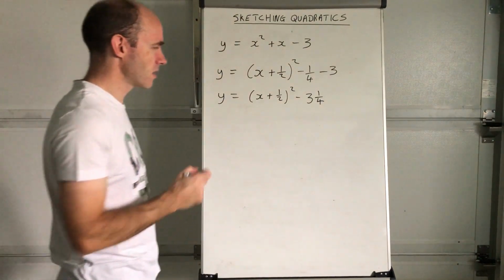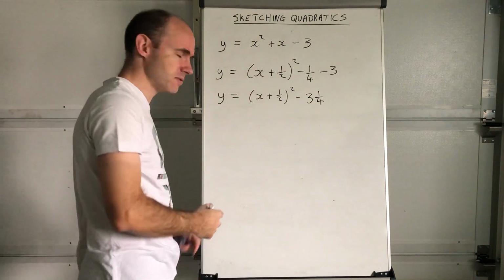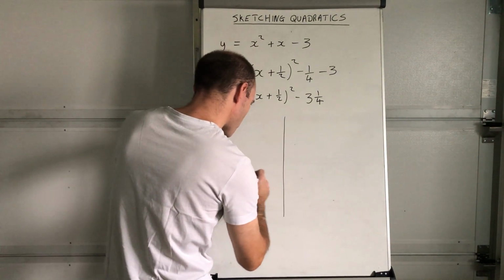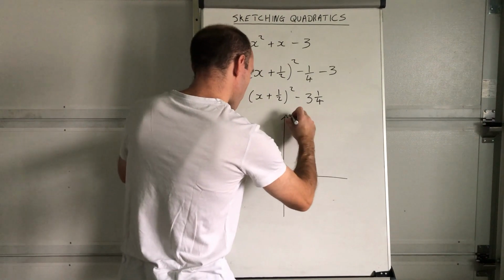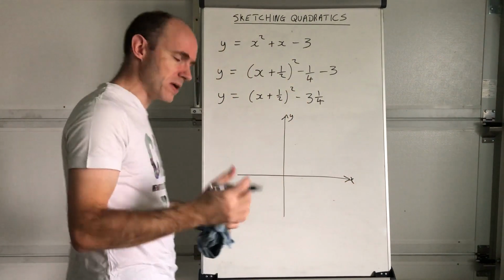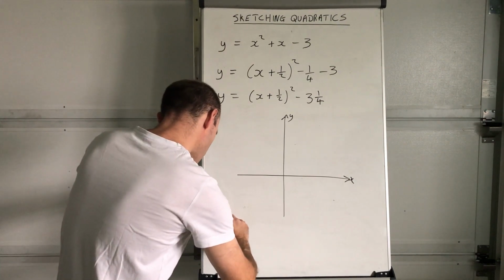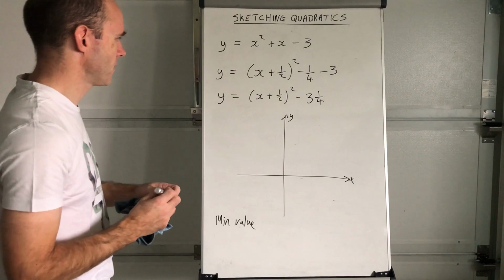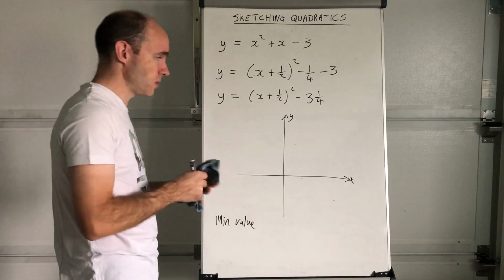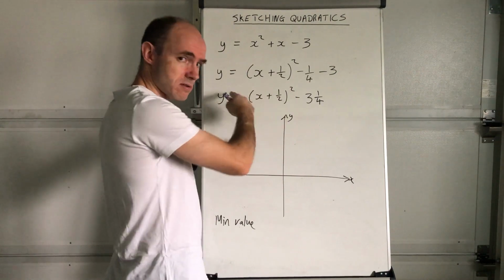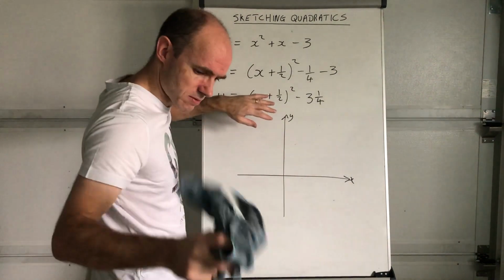Now, can you tell me how to sketch that graph? Think about it while I draw the axes. The question you ask yourself is, where is the minimum point going to be? What's the minimum value going to be? Well, here the thing to do is look at the brackets. The minimum value of that is always going to be 0. So I'm just going to cover that up for the moment.